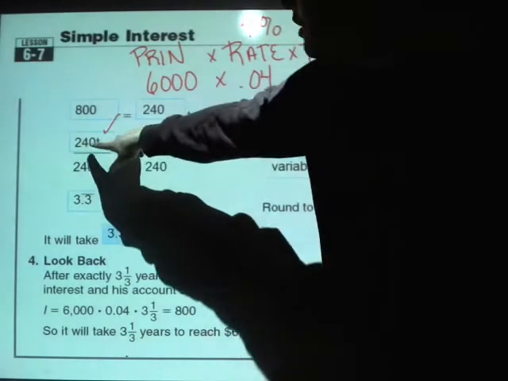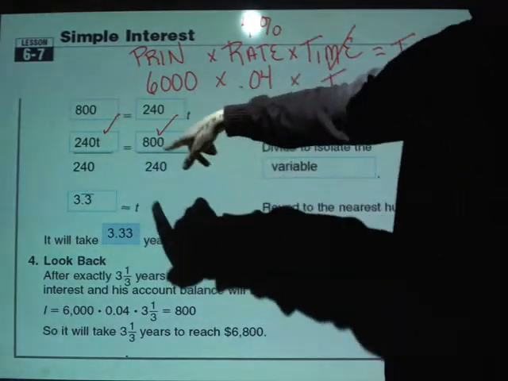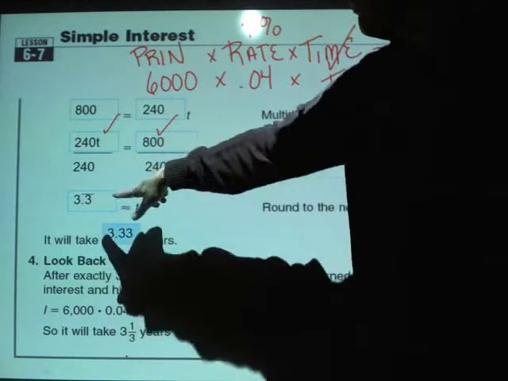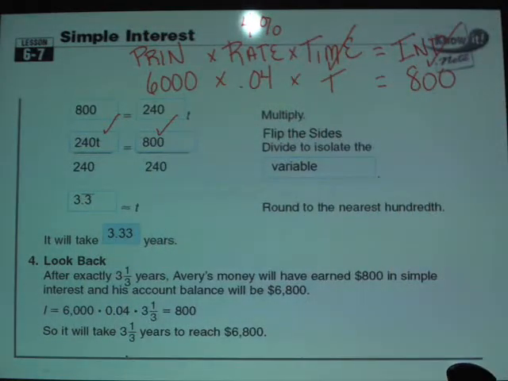All right, so now this 240 is going to go to the other side. Now they're doing the opposite, dividing by 240. We end up with an answer that's about 3 1/3 or 3.3 repeating. So it's going to take about 3.33 years to have made that $800 in interest. And again, putting that scenario back in context, if I put $6,000 in the account, the bank pays me 4%, which might be a little generous right now, it'll take me 3 1/3 years to make that $800 in interest.